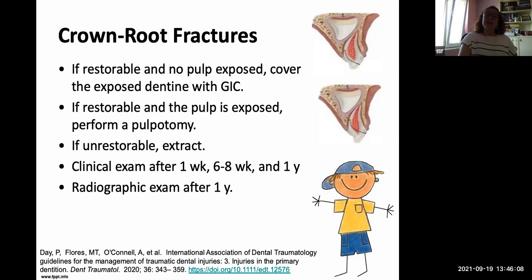Afterwards, we see the rest of the remaining tissue, and if we think that it's restorable and no pulp is exposed, we may just cover the exposed dentin with glass ionomer cement, or if it's restorable but the pulp is exposed, we can perform a pulpotomy. And the third option is, if the tooth is unrestorable, we might extract it. In any case, we should make clinical and radiographic examinations extended to a year.